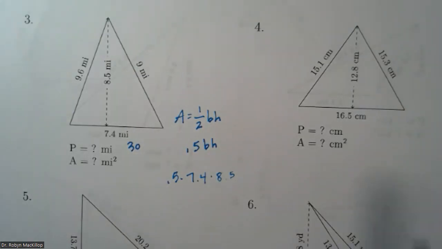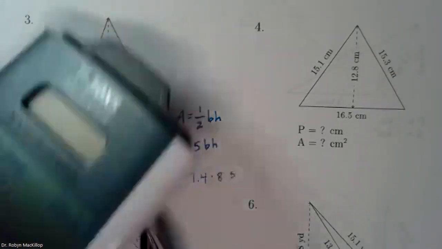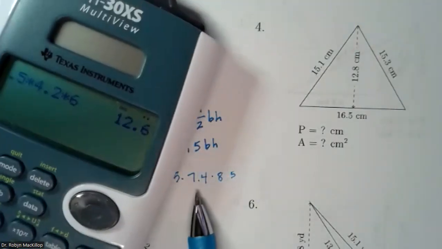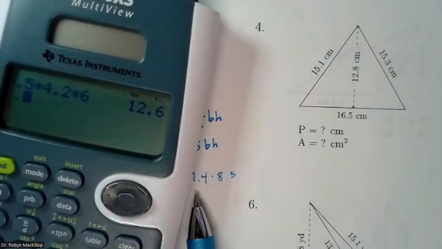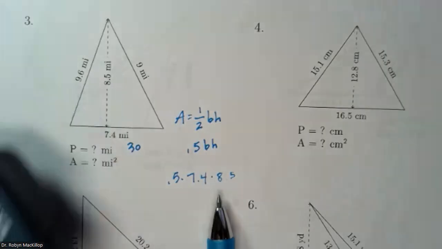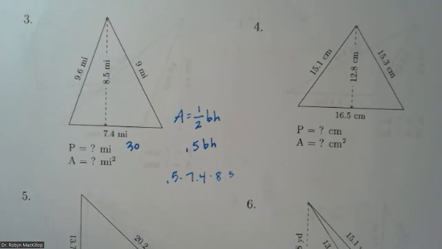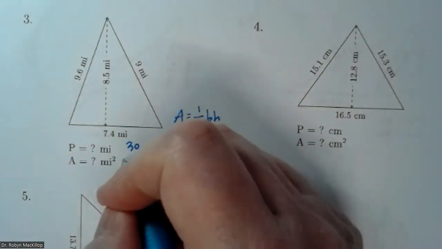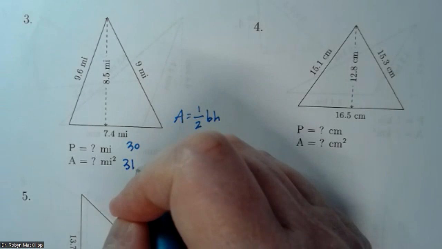All right, so let me type that one in. We had 0.5 times 7.4. That was the base. Times 8.5 was the height. 31.45. You very rarely get whole numbers. You almost always have decimals.